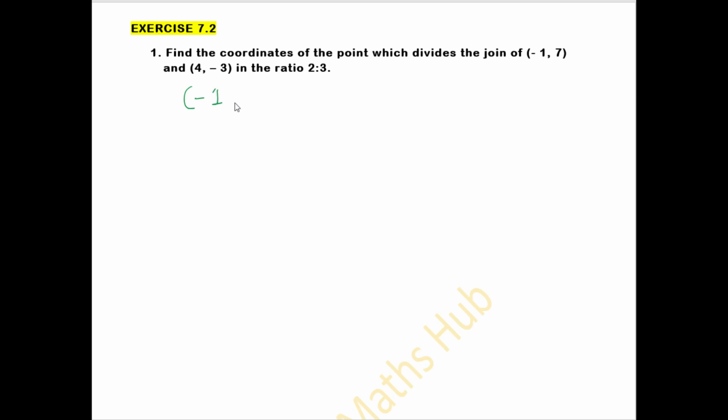The first point is -1, 7 and 4, -3. What is the ratio? The ratio is 2:3. Now consider -1, 7 as x1, y1, 4, -3 as x2, y2 and m:n as 2:3. Now what is x1? x1 is -1. y1 is 7, x2 is 4, y2 is -3, m is 2, n is 3. What is the section formula?